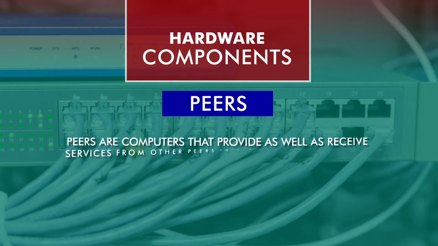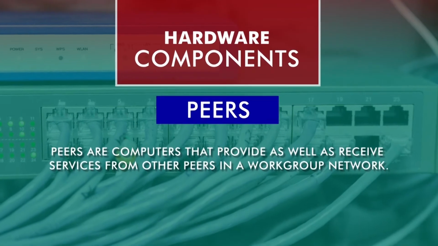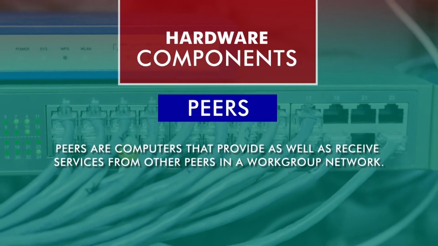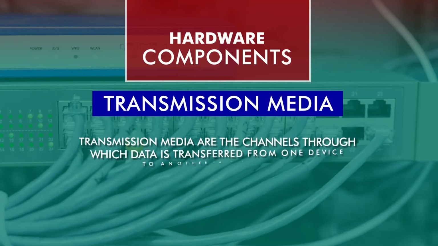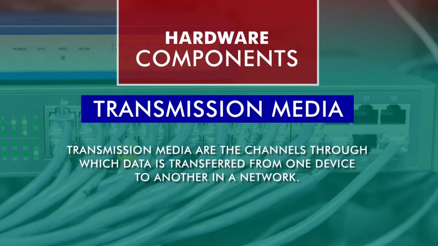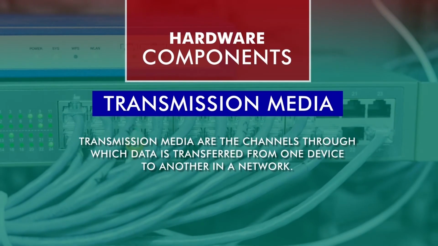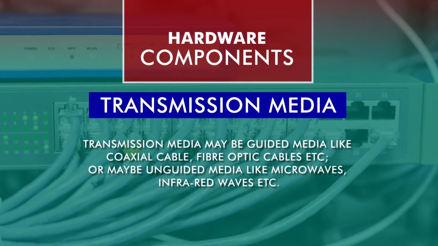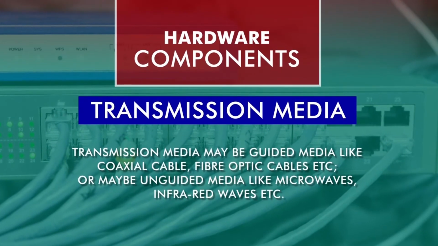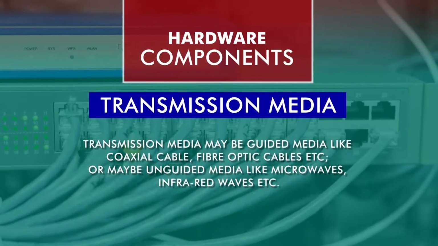Then comes the component called the peer. Peers are computers that provide as well as receive services from other peers in a workgroup network. Then the important component, which is the transmission media. Transmission media are the channels through which data is transferred from one device to another in a network. Transmission media may be guided media like coaxial cable, fiber optic cables, etc., or may be unguided media like microwaves, infrared waves, etc.